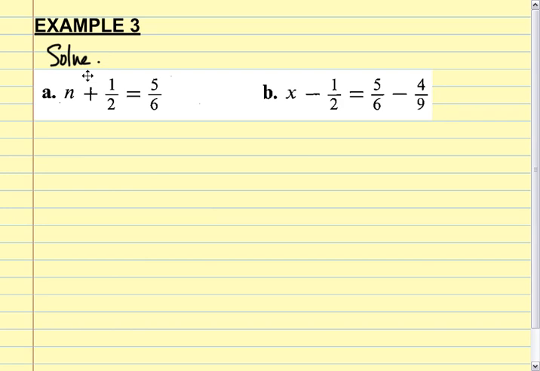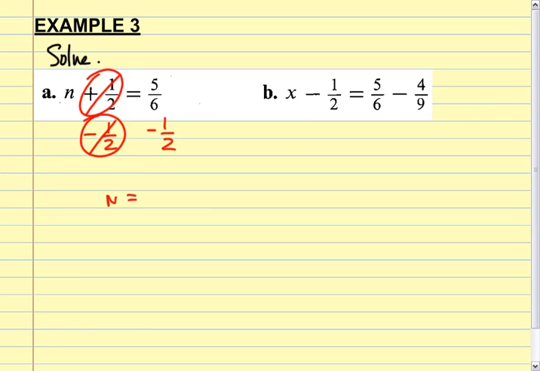So how do I undo adding, Ian? Subtracting. So what do you want me to subtract, Ian? But this is algebra, Ian. I have to do it to the other side as well. Okay? Now, what happens to these two, Ian? They make just n. Perfect.